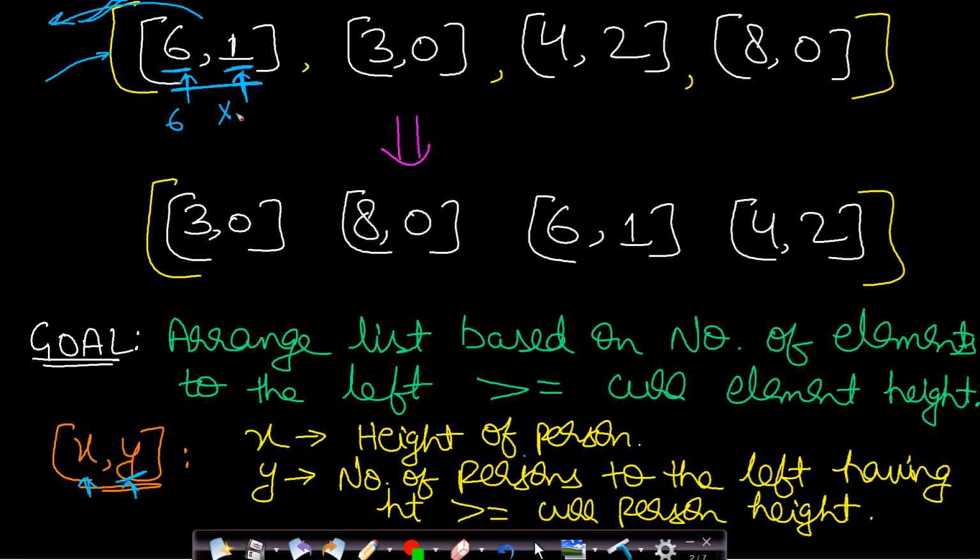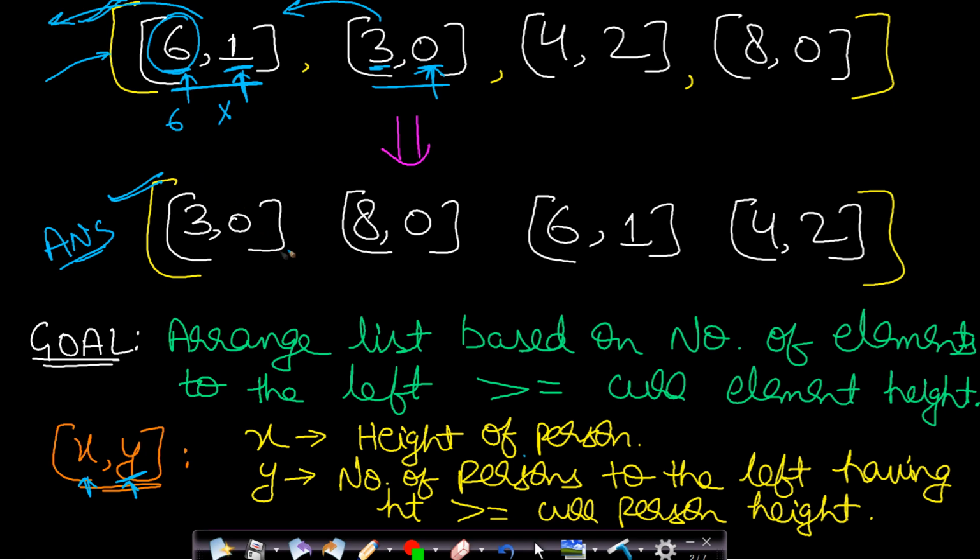I will use element in place of person. Similarly, for the second element there should be 0 elements to the left with height greater than or equal to 3. But in this case there is an element 6, which has height greater than or equal to 3. So this should not be 0. Otherwise, if this is 0, then this is not at its correct position. So we want to make them come to the correct position, and after we do that, this will be our answer or the resultant array.